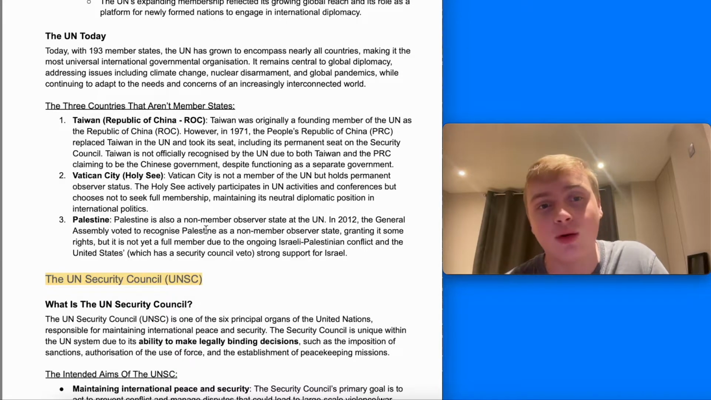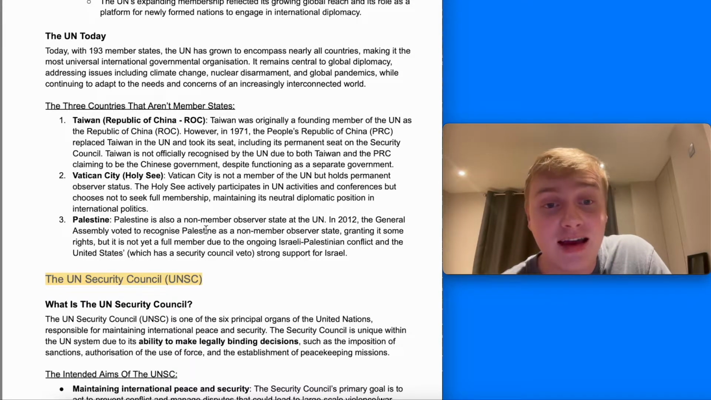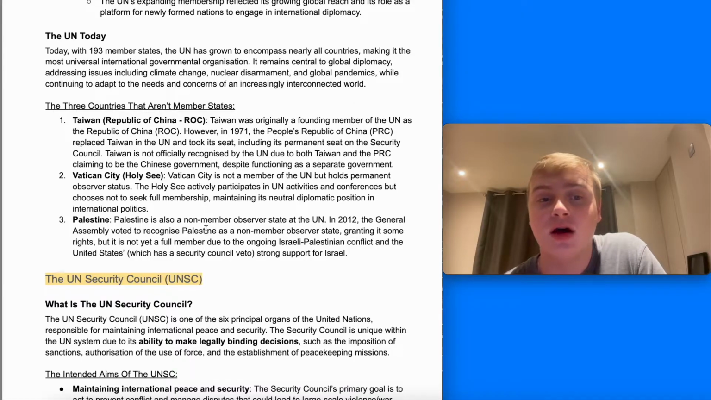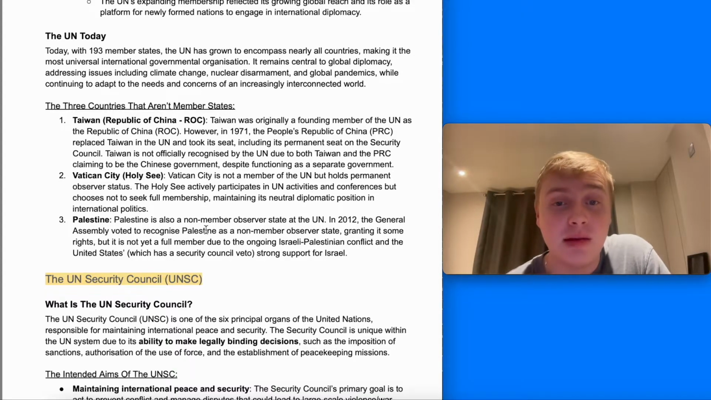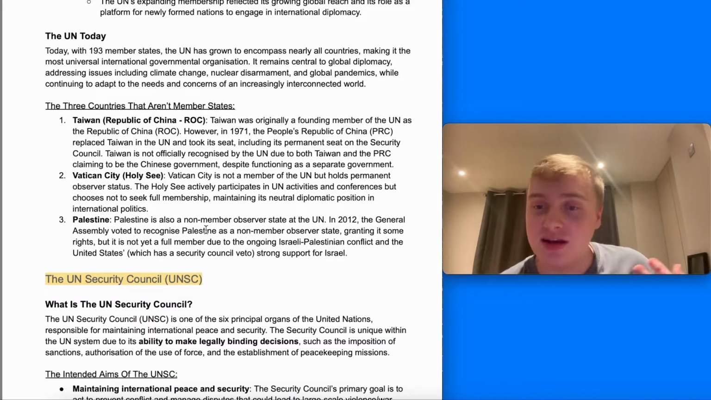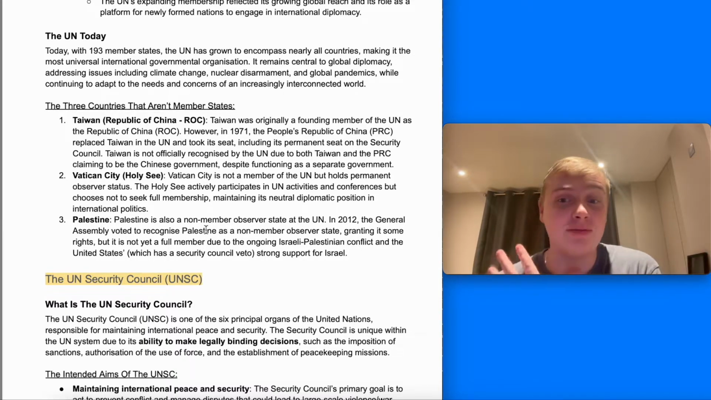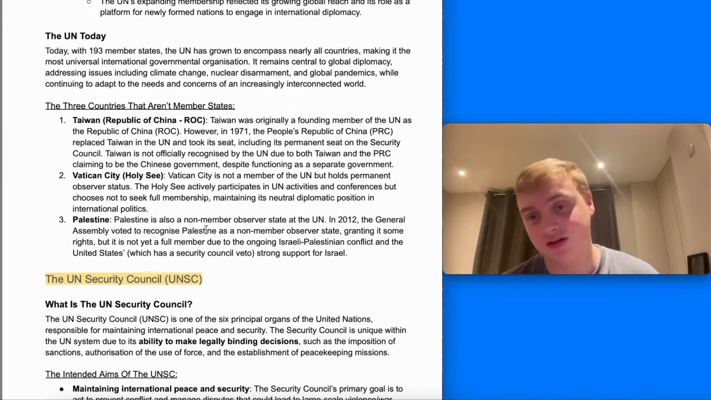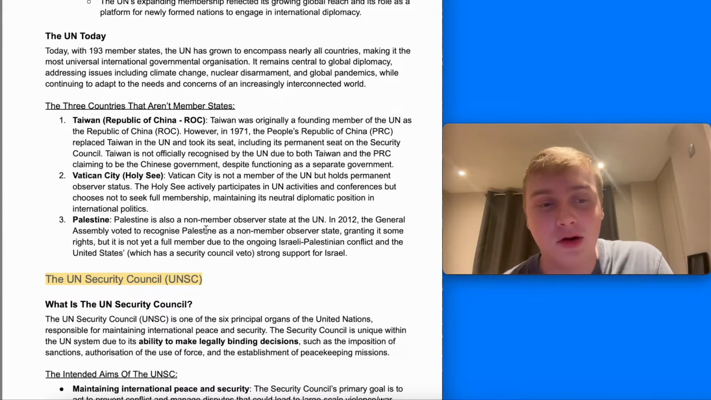So Taiwan, the Republic of China, was originally a founding member of the United Nations as the Republic of China. It was effectively China's seat, but that switched in 1971. Then the People's Republic of China, what we know as China today, mainland China, replaced Taiwan and took its seat. So now Taiwan's not officially recognised by the UN due to the fact that both Taiwan and the People's Republic of China claim to be the Chinese government, and there can only be one, which is now what we see as the Chinese government, mainland China, effectively. Obviously, mainland China claims that Taiwan is still a part of China. Taiwan, very much, claims that it's not.